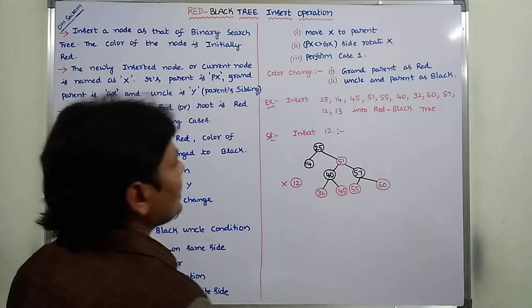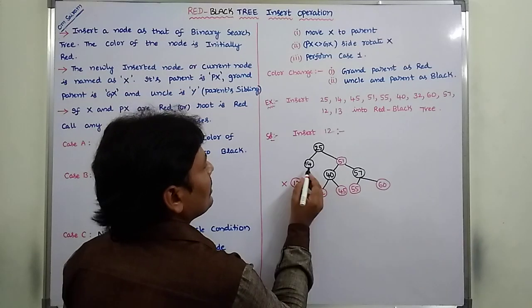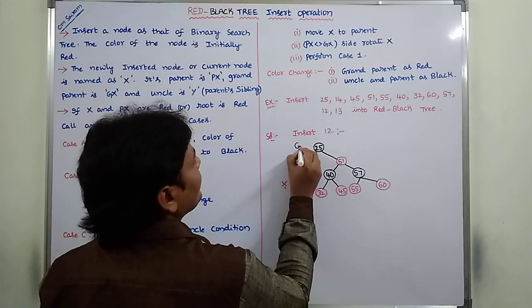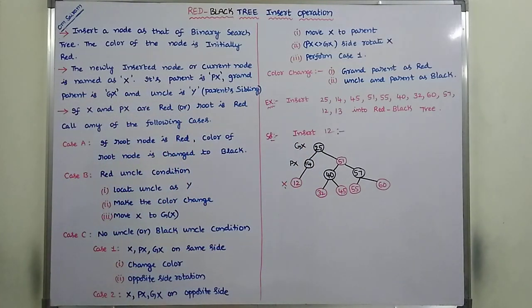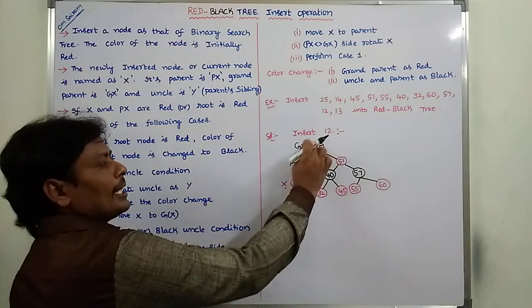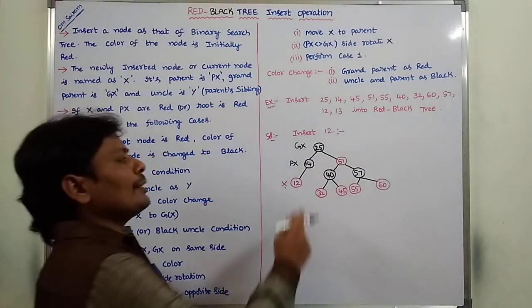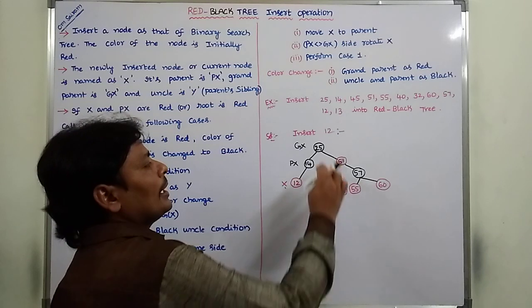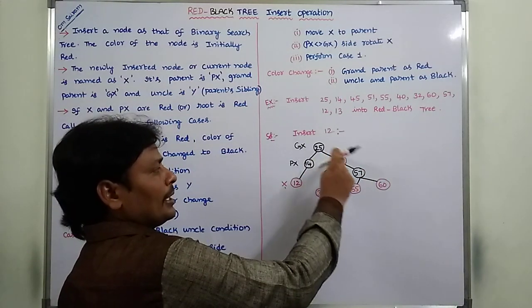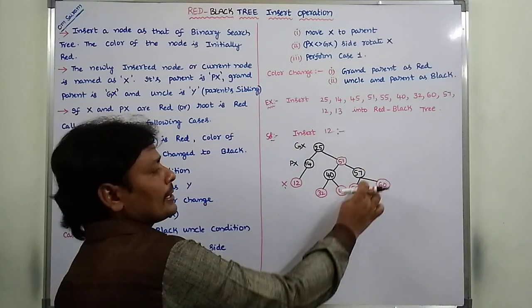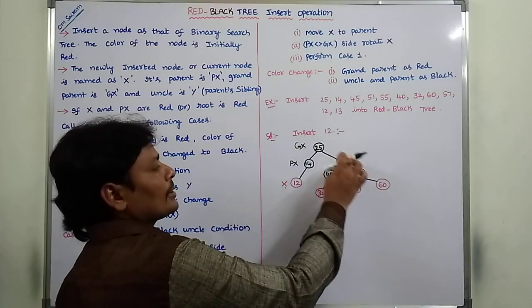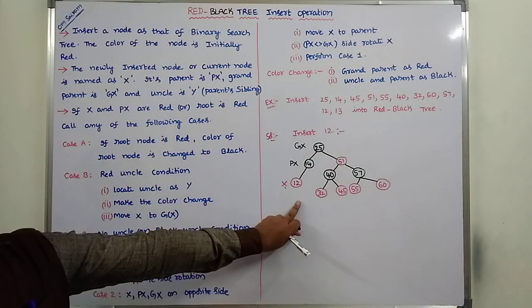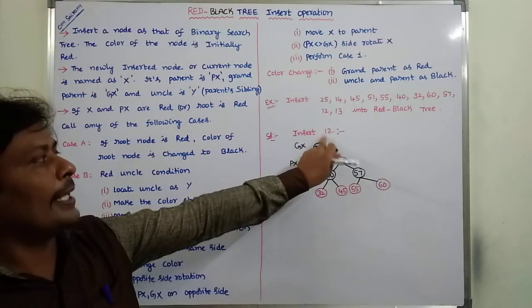Okay, so is this a red black tree or not? Now its parent is Px and its grandparent is Gx. Any root node is a black node. Next, any two consecutive nodes are red nodes? In this path there are no two consecutive red nodes, and in this path also there are no two consecutive red nodes. So now this is the red black tree after inserting 12.